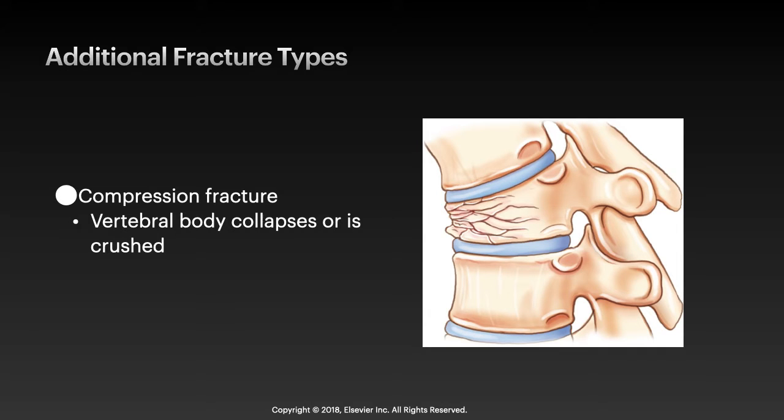Additional fracture types, a compression fracture. Here a vertebral body collapses or is crushed. And then on your next slide, you'll have the stellate fracture. Fracture lines radiate from a center point of injury. You have your tuft fracture, comminuted fracture of the distal phalanx.